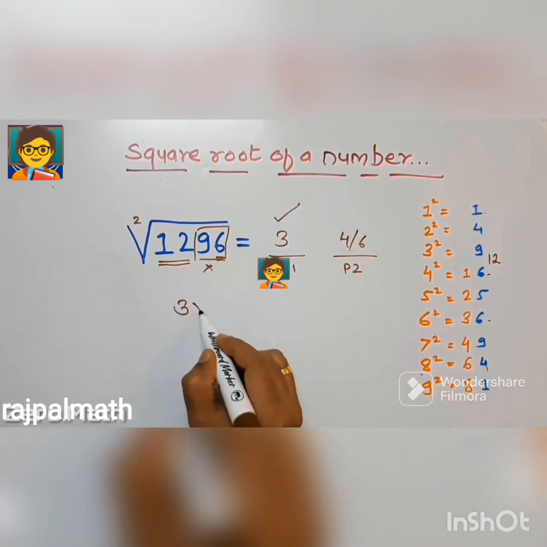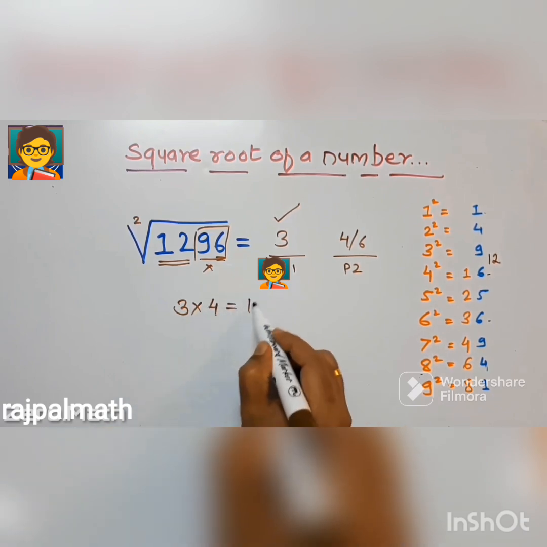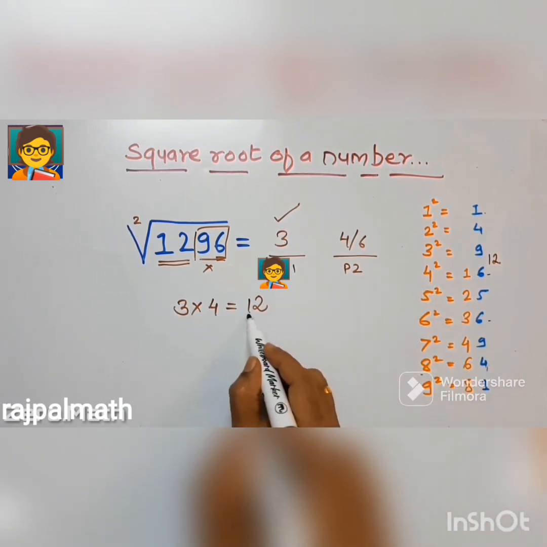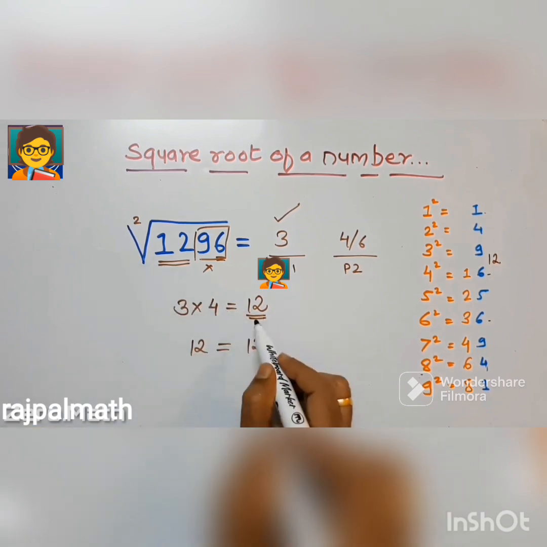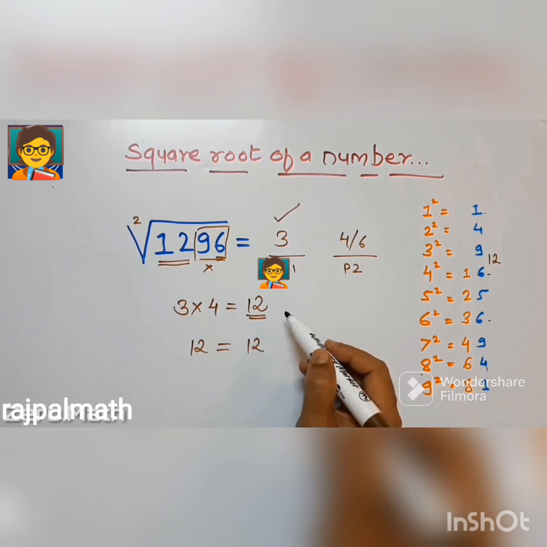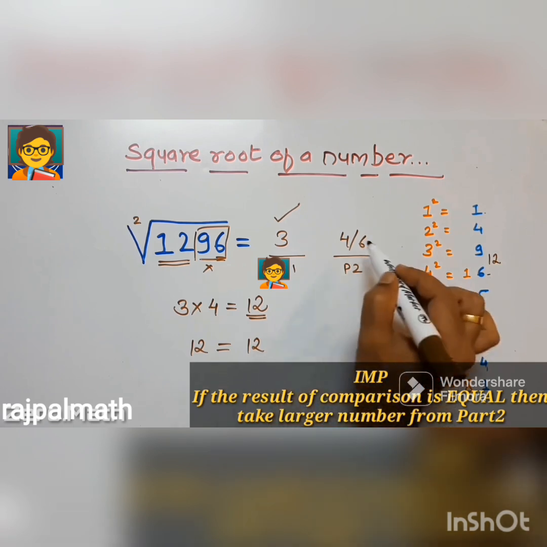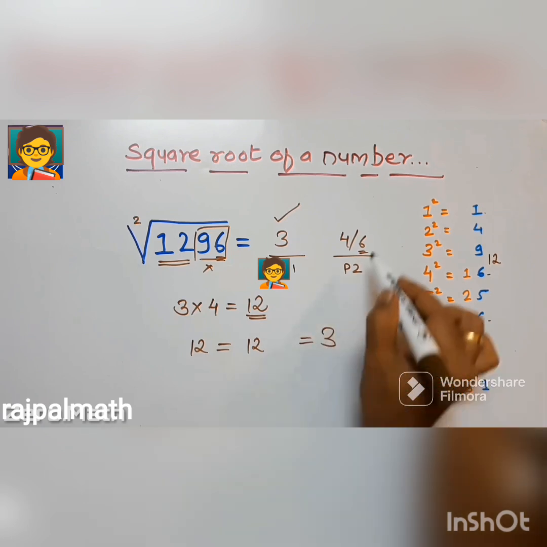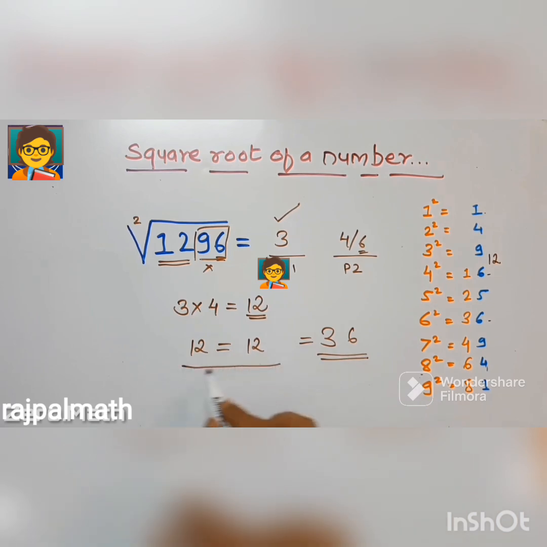To find part 2, let's multiply this 3 by its next consecutive digit, which is 4. So 3 into 4 is 12. Now let's compare this 12 with this 12. 12 is equal to 12. Whenever such a situation arises where both these numbers are equal, we are going to take the largest digit, which is 6. So my answer here becomes 36. The thing to remember is that when we are comparing, if both numbers are equal, then take the larger digit.